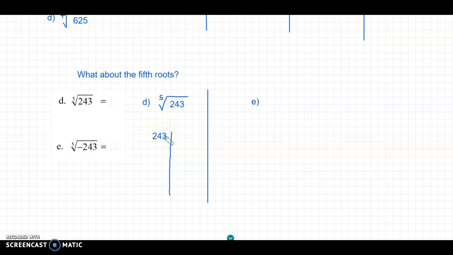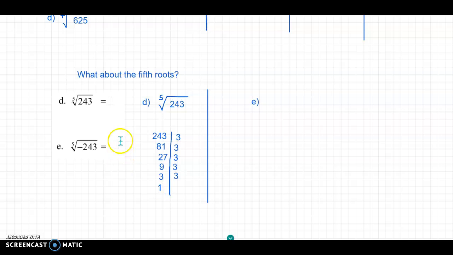243 cannot be divided by 2, since this is an odd number, okay? So we can try 3, all right? So we can divide by 3, and 243 divided by 3 is 81. If you divide again by 3, that will be 27. If you divide again by 3, that will be 9. If you divide again, that will be 3, and 3 divided by 3 is 1.